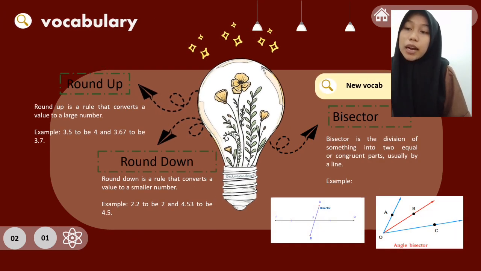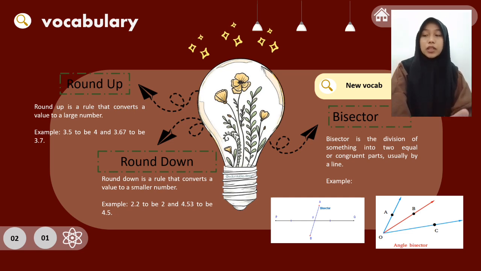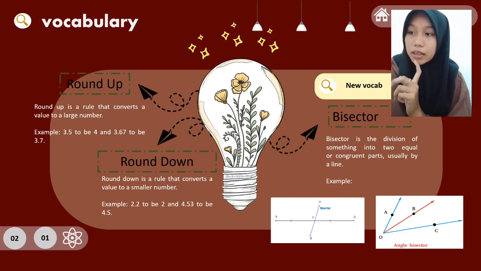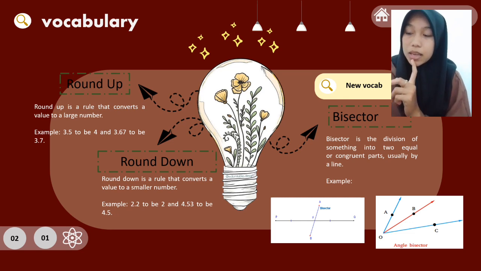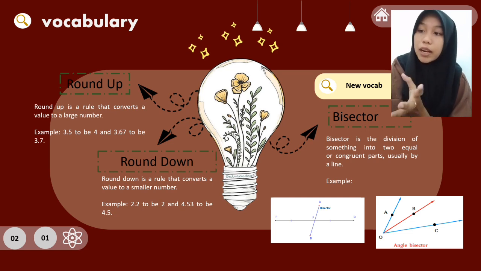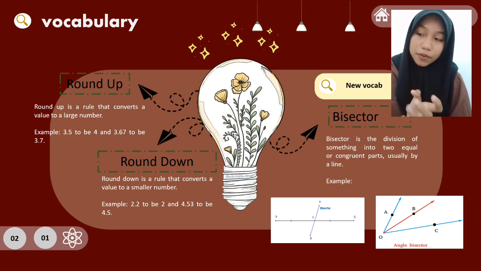Next, we have round up. In Indonesian, we say pembulatan ke atas. Round up is a rule that converts a value to a larger number. Example: 3.5 to be 4 and 3.67 to be 3.7.